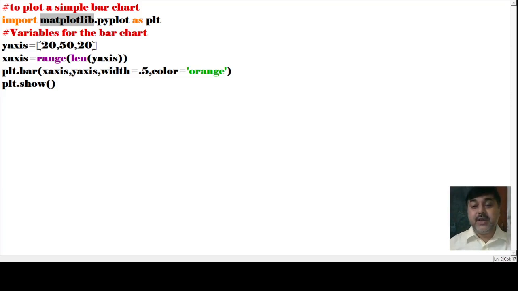As we are constructing these structures, we have called plt.bar. plt.bar means we are constructing a bar graph. plt.bar takes the x-axis and the y-axis. One more thing that has been given is the width. What is the width? Width is 0.5. Another thing we have given is the color. Color is orange.